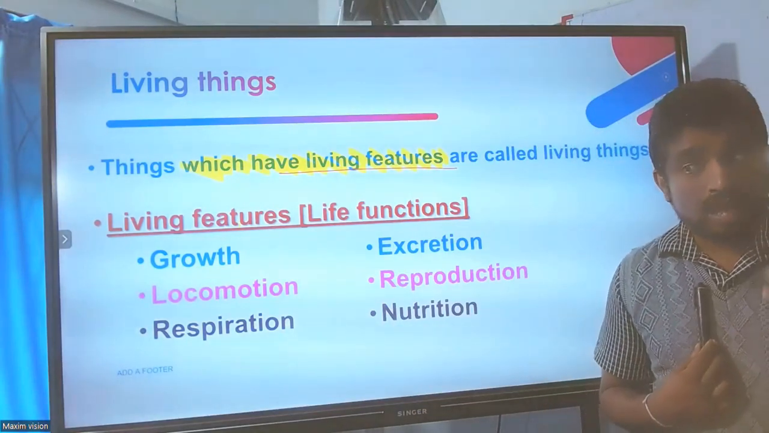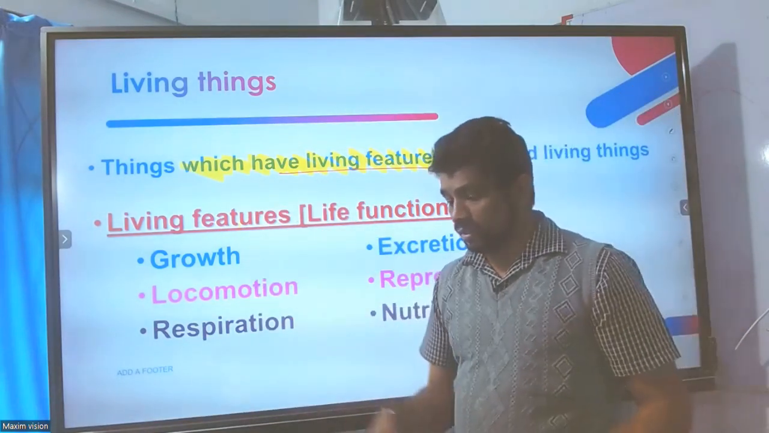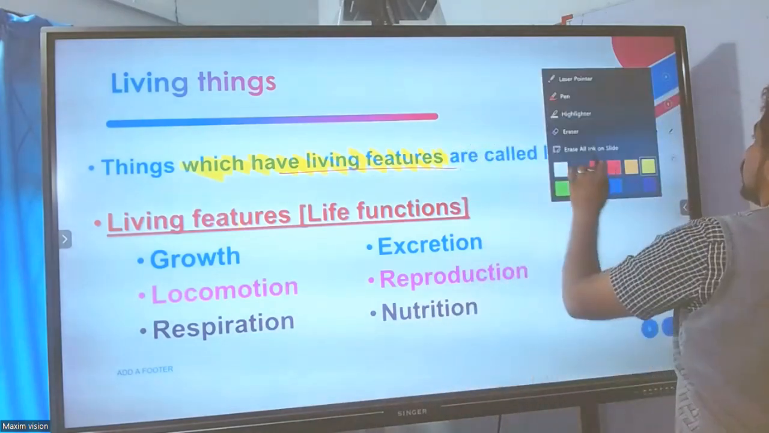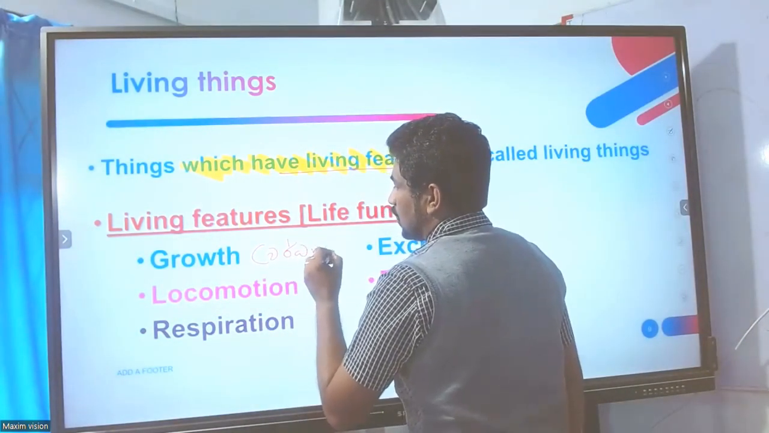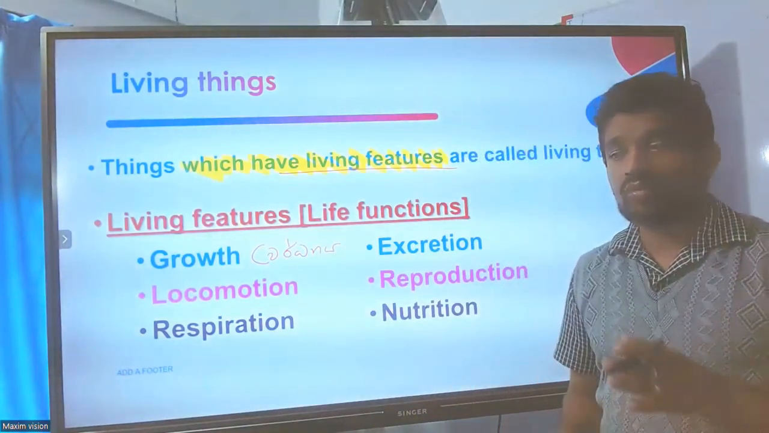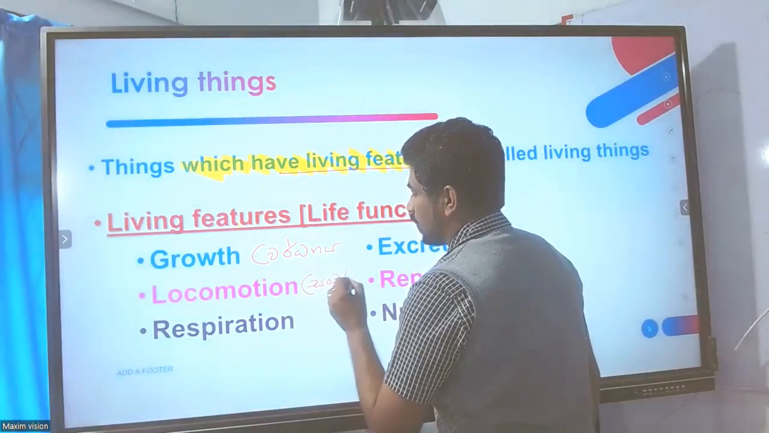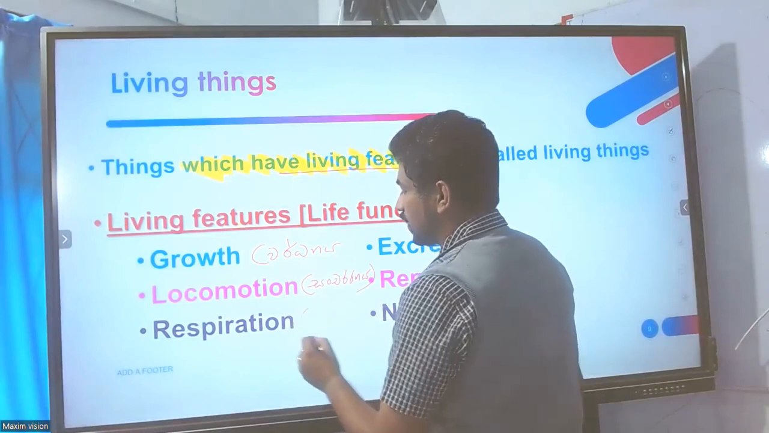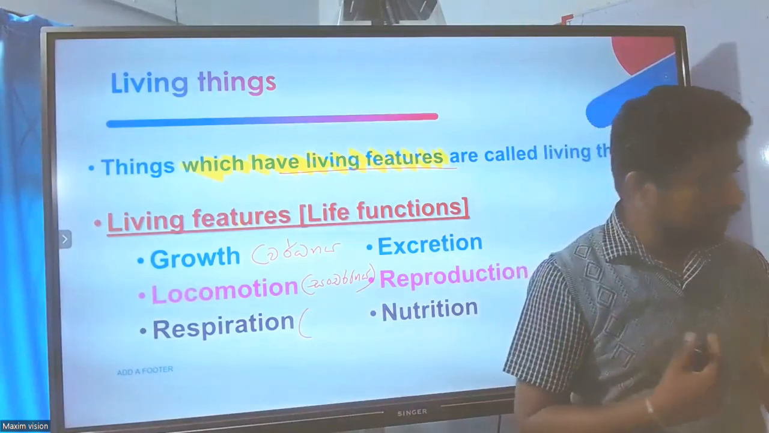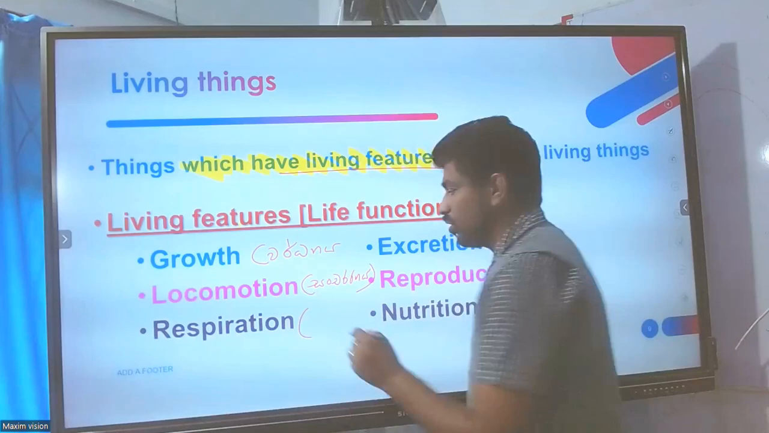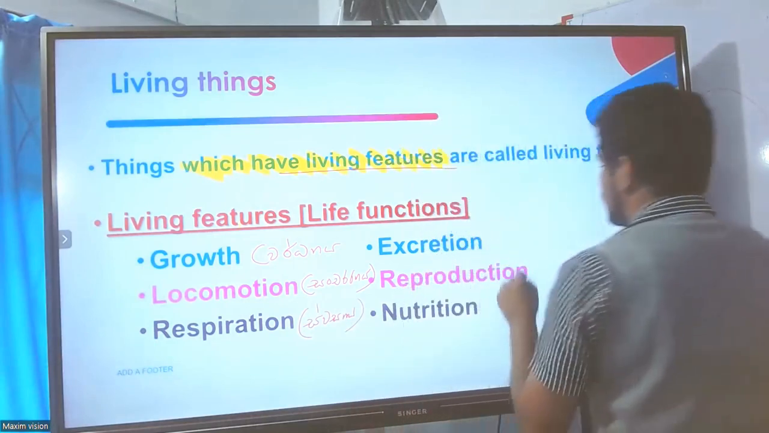Those are what living beings have. One is growth. What is growth? What is locomotion? Moving from one place to another. Then respiration. Yes, they produce energy within the body. Do they respire? No. Then we call it respiration. Then expression.